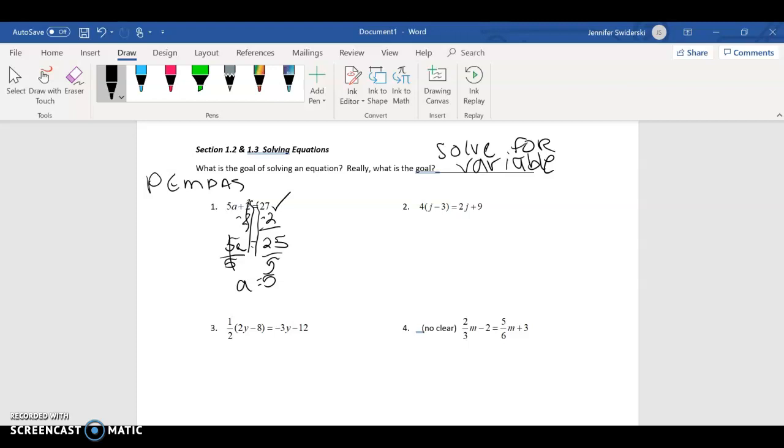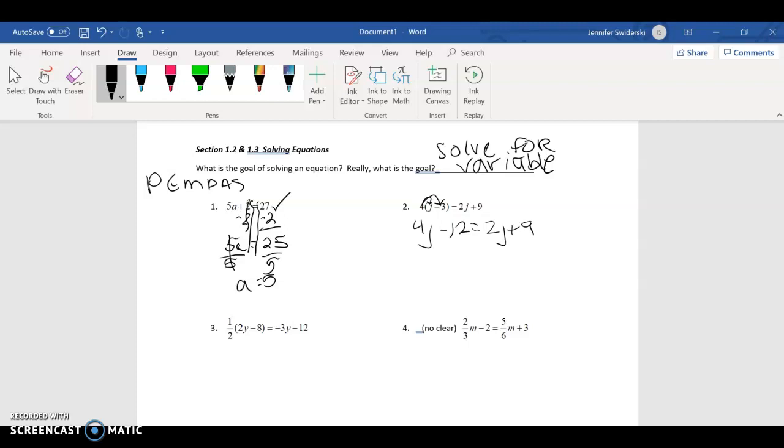Here, we see some parentheses. Remember, that means we need to distribute first. So 4 times (j minus 3) becomes 4j minus 12 when we distribute. I always like to draw these little arrows in so I remember what I'm multiplying. And that's going to be equal to 2j plus 9.